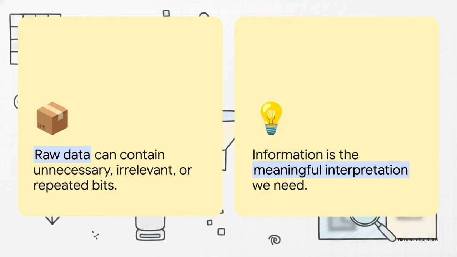So notice how data and information are mathematically and conceptually not the same thing. Data does not equal information. And honestly, this distinction is the exact loophole that compression uses. If we can just strip away the raw data that isn't pulling its weight, we can drastically reduce the file size without actually destroying the underlying meaningful information.